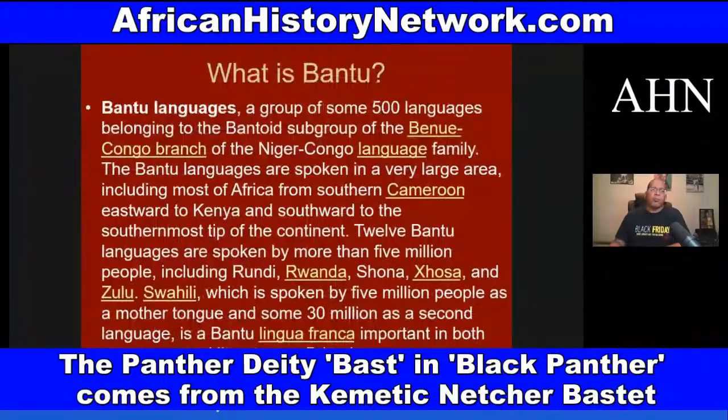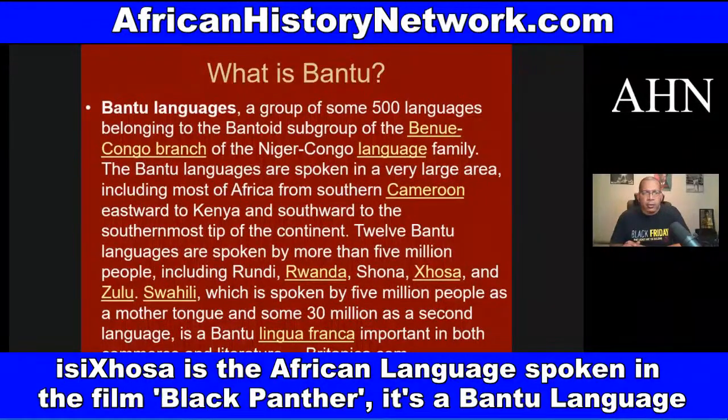What is Bantu? Bantu languages are a group of some 500 languages belonging to the Bantoid subgroup of the Benue-Congo branch of the Niger-Congo language family. The Bantu languages are spoken in a very large area, including most of Africa from southern Cameroon eastward to Kenya and southward to the southernmost tip of the continent. 12 Bantu languages are spoken by more than 5 million people, including Rundi, Rwanda, Shona, Isixhosa or Xhosa, and Zulu. Swahili or Kiswahili, which is spoken by 5 million people as a mother tongue and some 30 million as a second language, is a Bantu lingua franca, important in both commerce and literature.